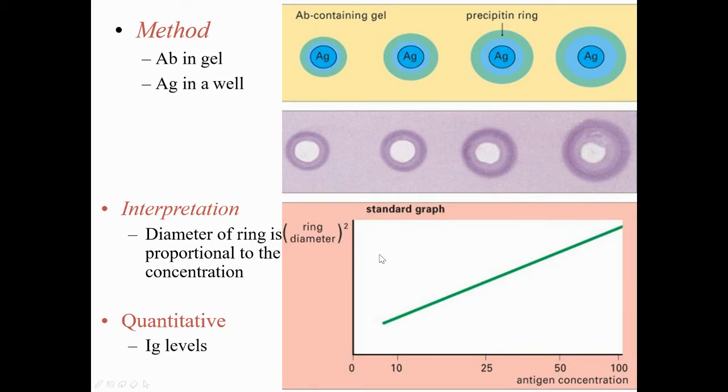So when we are plotting that graph, we will go for interpretation. The diameter of the ring is proportional to the concentration. If the diameter of the ring increases, it shows the concentration of that antigen also increases. So this is the quantitative assay of immunoglobulin levels. This curve is a standard graph. It shows the reaction, so the antigen concentration with that antibody.